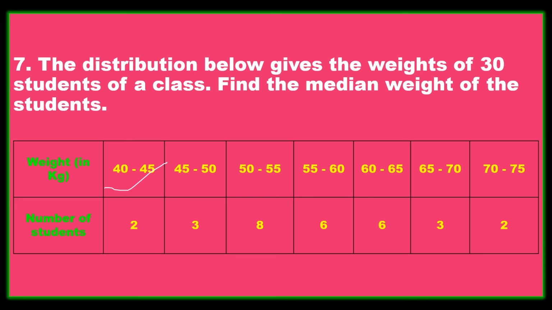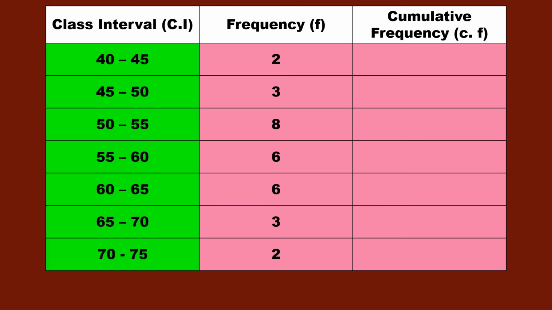This is your class interval. This is your frequency. When finding the median, we should find the CF, which is cumulative frequency. So here is your table format. Class interval and frequency are already given in the question. Now we should find the cumulative frequency. The first value will be taken as it is, 2. Now add in a zigzag way. 2 plus 3 is 5. 5 plus 8 is 13.